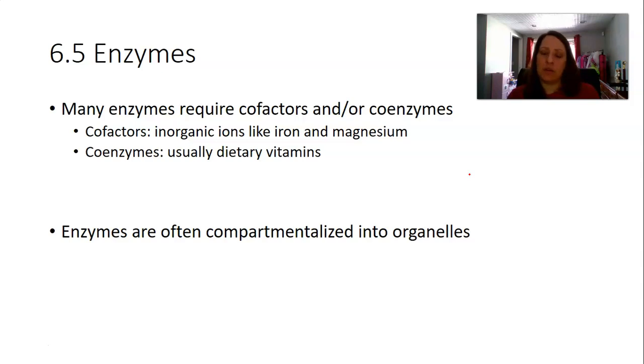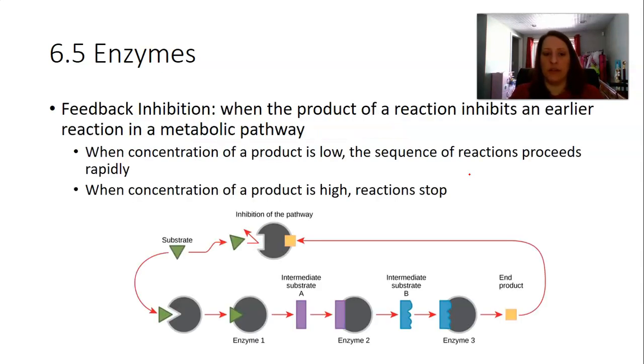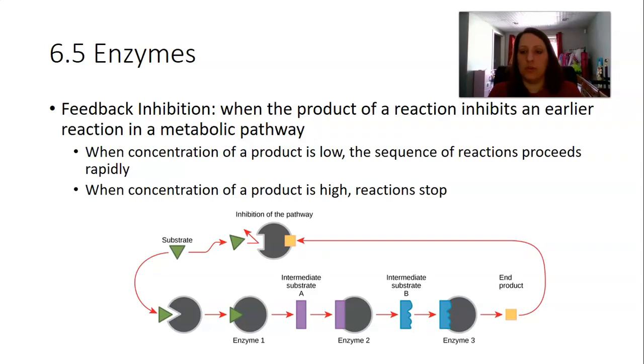Enzymes are also controlled or regulated based on where they're found in your cell. So we say that enzymes are compartmentalized into organelles. Some enzymes are only found in the mitochondria, and so they're only going to do their job inside of there. They don't do their job out in the cytoplasm. So compartmentalization also controls enzymes. I just wanted to show you this one last thing.